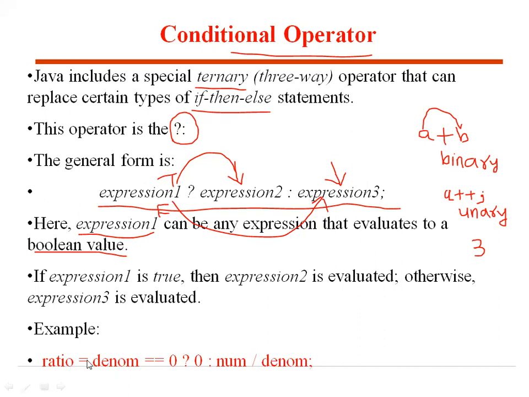Then it evaluates this 0, and that 0 will be assigned to ratio. See here, this entire thing is an assignment statement, so something from the right hand side must be stored in the variable ratio on the left hand side. If this condition is true, then 0 will be stored in ratio. If it is false, then it goes to the second part. It performs num divided by denominator, and the result will be stored in ratio. That's how this statement is executed.